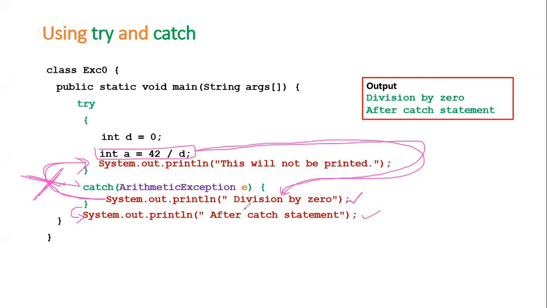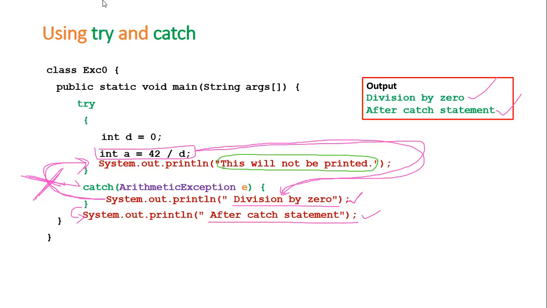So therefore, you see that I'm getting the following output, that is division by 0. Next, after the catch statement, I'm getting "after catch statement". And this statement, see that, will not be printed. It will never be printed.